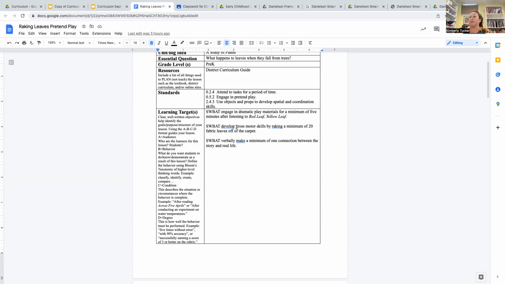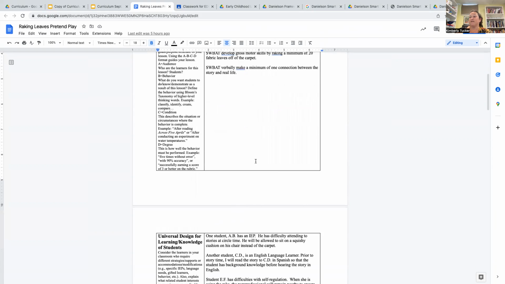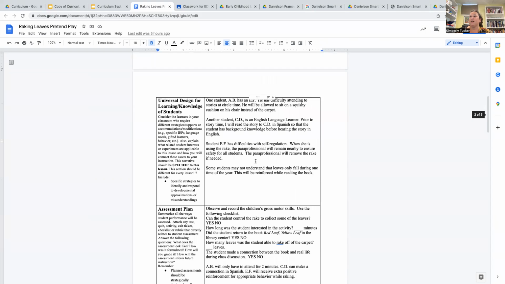Same thing here. Students will be able to develop gross motor skills by raking a minimum of 20 fabric leaves off the carpet. Students will be able to verbally make a minimum of 1 connection between the story and real life. Universal design for learning, or knowledge of students, is where you put information in about specific students in your classroom. So I made up some information.